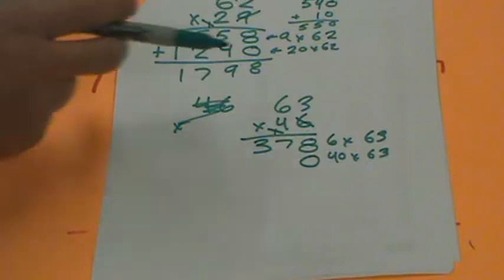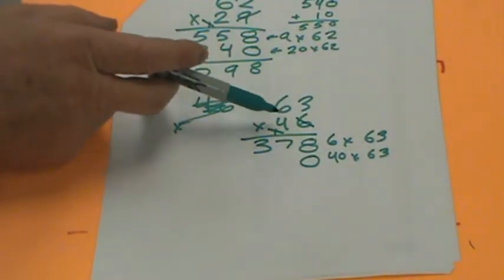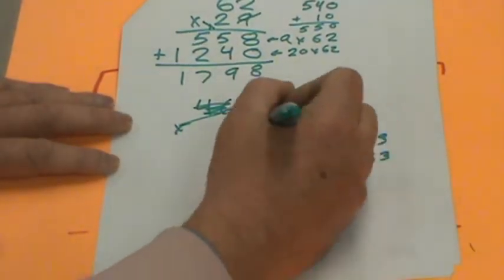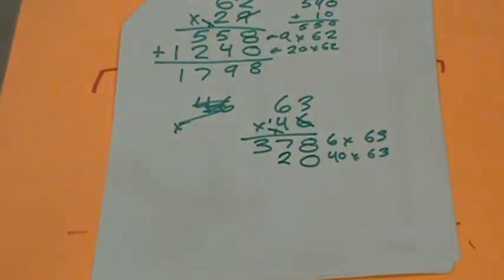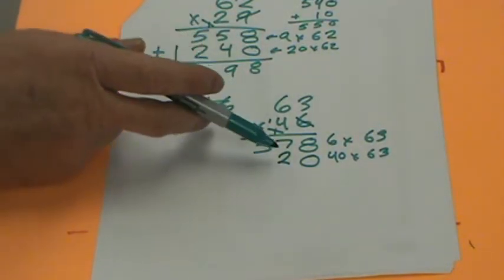Might not matter. Well, I know that 3 times 4 is 12, right? But in this case, it's 3 times 40. So that's 120. Here's my 20. There's my 100. 3 times 40 is 120.